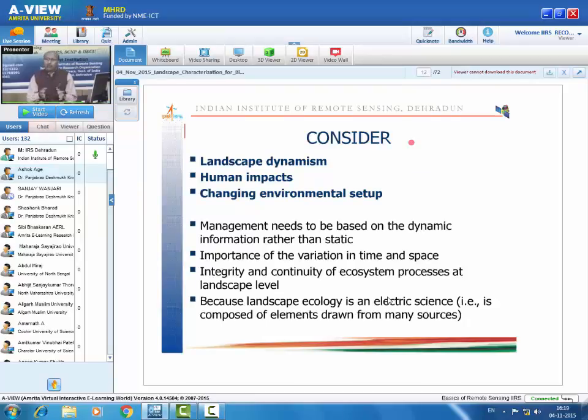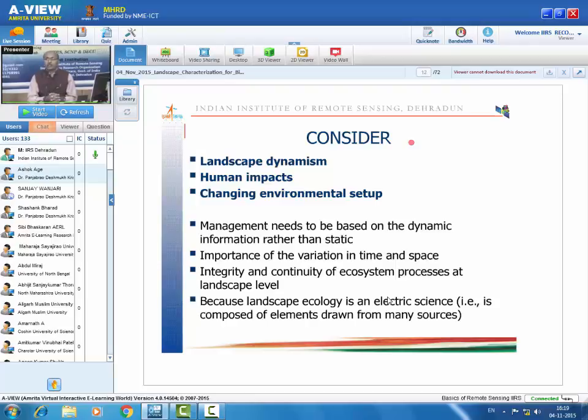And when I have told all these things, that means we need to consider a few parameters. One is the landscape dynamism. That means any forested landscape, in any part of our country, is very dynamic. It has dynamism in the number of species, in terms of the phenology, and in terms of the forest types. That means the landscapes which you find are very different. That's what I told you, there are 220 types of forest, and each one can be a landscape.